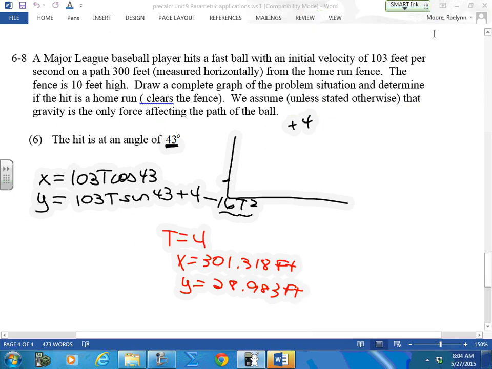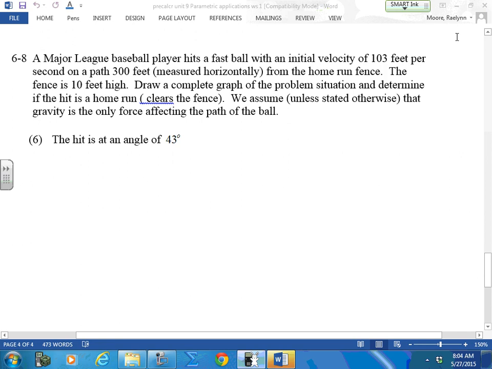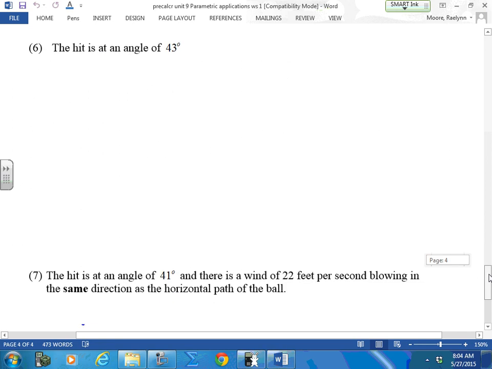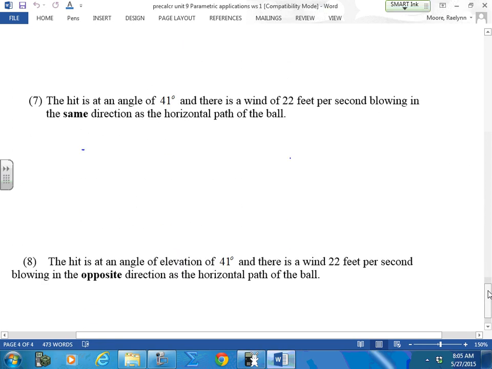Let me just shrink this down a second. We're also going to make him still stand 4 feet off the ground. We're going to change this, and we're going to add this. It's blowing in the same direction. So does that mean his ball will go further, or his ball will not go as far? Further. The wind is behind him. The wind is moving with him. It's going to move his ball a little further. If he hit a home run before, should he still hit a home run? He should still hit a home run.